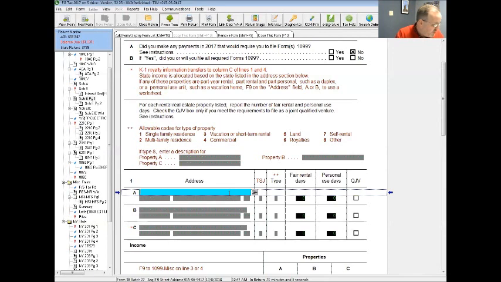But I do not want you to use it. It creates a real log jam for whoever may have the return for the next year, okay? Because the form doesn't quite work the way it should, okay?